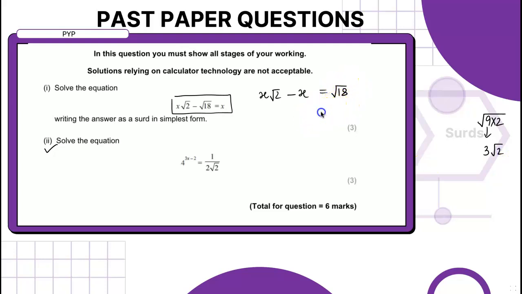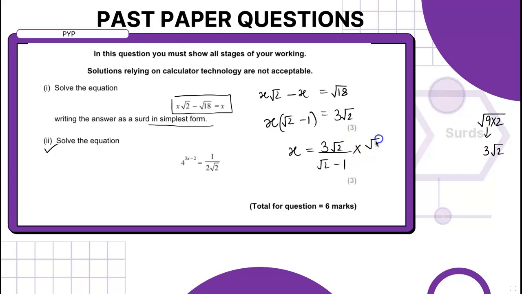So it would be 3 root 2. And you can take x common. So it would be root 2 minus 1. What do they want? They want the value of x. Okay. So x is going to be 3 root 2 over root 2 minus 1. But this is not the solution. They want the surd in simplest form. That means we have to rationalize.